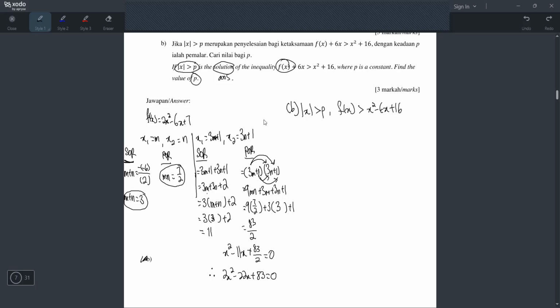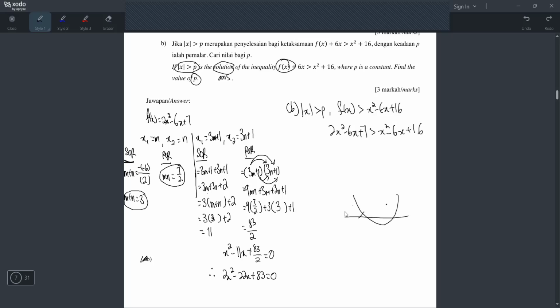Okay, what does it mean here? It means this fx later you have to substitute with this, which is 2x squared minus 6x plus 7 bigger than x squared minus 6x plus 16. And then how do you solve this equation? Okay, it's not even an equation, right? It's an inequality because there is a bigger sign. So how do you solve this inequality? You will arrange everything to one side, bigger than 0, and then you press calculator, get 2 answers, and then you will use the graph sketching method, right?